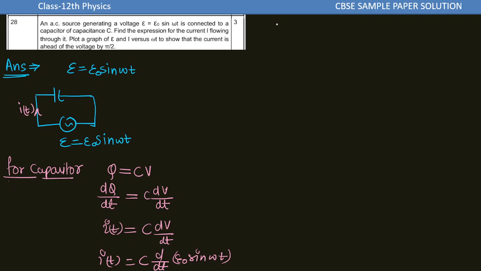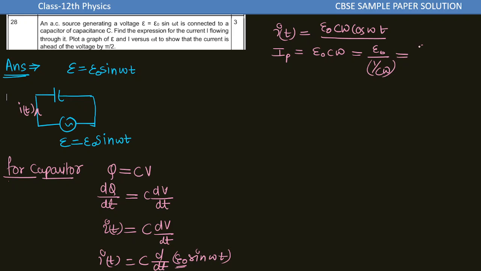That is the current. Now this E naught is constant, so this E naught into C, and the sine having differentiation cos omega t, and this omega again will multiply. So this is the expression for the current. If you are talking about the peak value of current, the peak value of current is equal to omega E naught C. It can be written as E naught divided by 1 by C omega, and that is called reactance. So E naught divided by XC. What is the reactance? Reactance of capacitor XC is equal to 1 by omega C. That is the reactance.